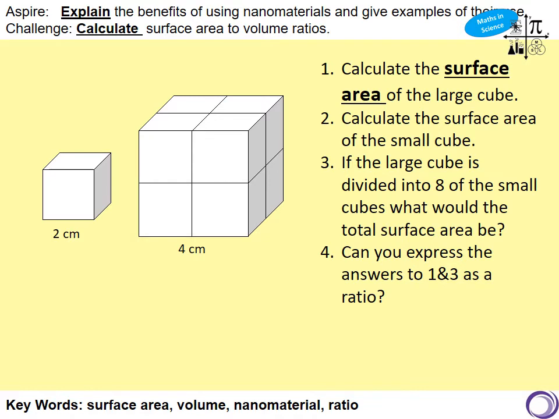Right, for this one then, I'd like you to calculate the surface area of the large cube, then calculate the surface area of the small cube. Then look at the large cube, and if we divided it into 8 of the small cubes, what would its total surface area be? And can you express the answers to question 1, that's the surface area of the large cube, to question 3, which is the surface area of the 8 small cubes? I realise this is quite a bit, so I'm going to give you 5 minutes to do it.